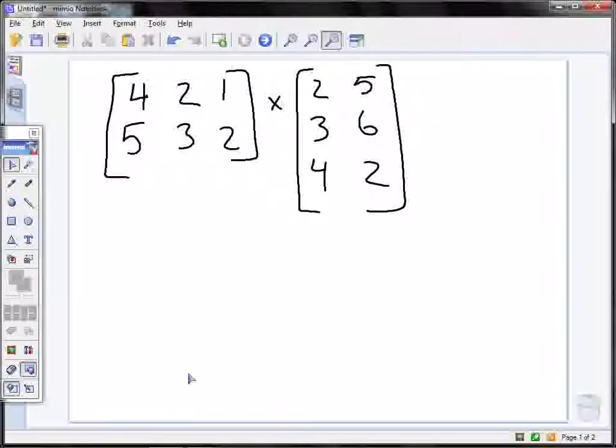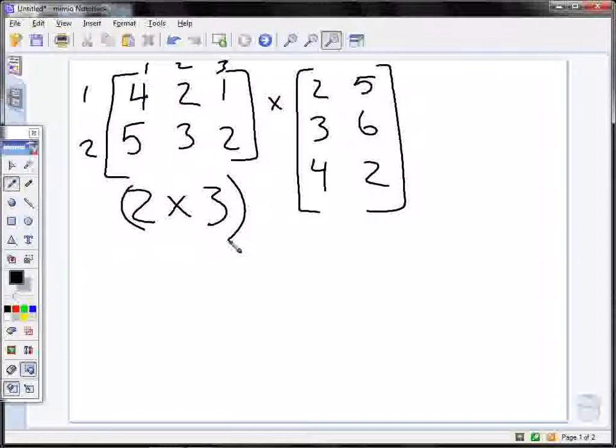Today we're going to do an example of matrix multiplication. You see here I have two matrices, this matrix and this matrix. This matrix here I see has two rows, and 1, 2, 3 columns. So it's a 2 by 3 matrix.